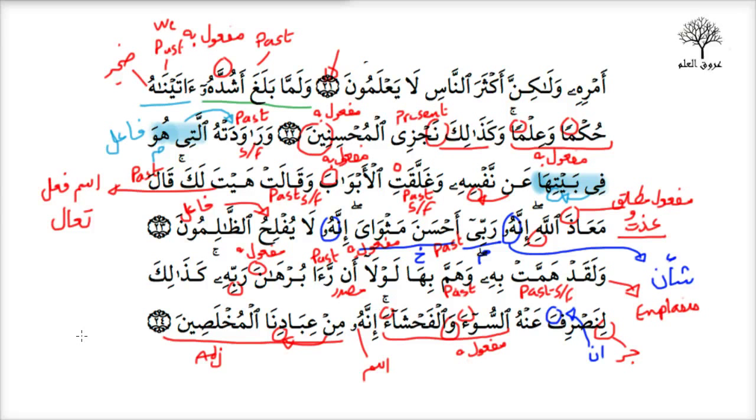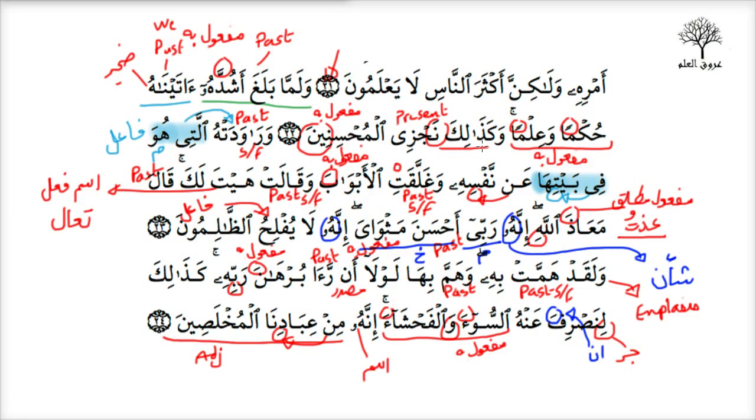So remember, this is Surah Yusuf, continuing. A'udhu billahi minash shaitanir rajim. Walamma, and when, balagha, he reached, ashuddahu, his prime age. Ashuddahu, his strength, his prime age. Ataynahu, we gave him, hukman, wisdom, or it can be translated as power, authority. Wa ilman, and knowledge. So we gave him wisdom, authority, and knowledge.